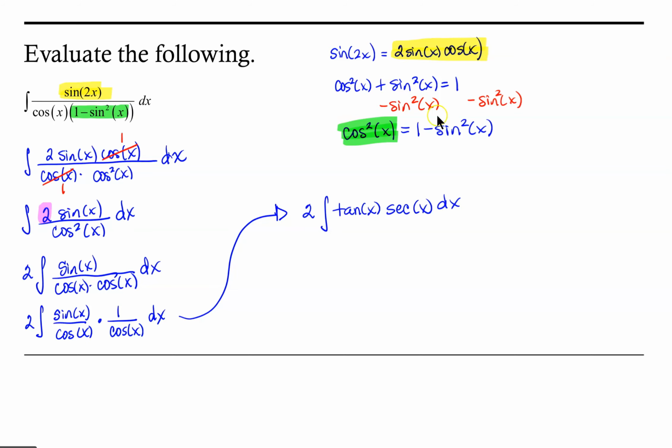Now we've used some trigonometry to help us rewrite this integrand in a more friendly form. At this point, we need to take advantage of what we know about derivatives. We know that the derivative with respect to x of the secant of x is equal to secant of x times tangent of x. And notice that that is what we have as our integrand. So, because the derivative of secant of x is secant x tangent x, the antiderivative, or the indefinite integral, of 2 times secant x tangent x will be 2 times secant of x plus our constant of integration.